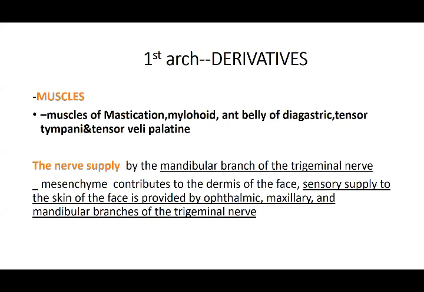So, a derivative of the first arch means anything originating from the first arch is going to get its nerve supply from the trigeminal nerve, whether that thing stays in its point of origin or shifts and locates itself on some other side. So the nerve is going to tell you that it is developing from your first arch. So the first arch nerve is your trigeminal nerve.